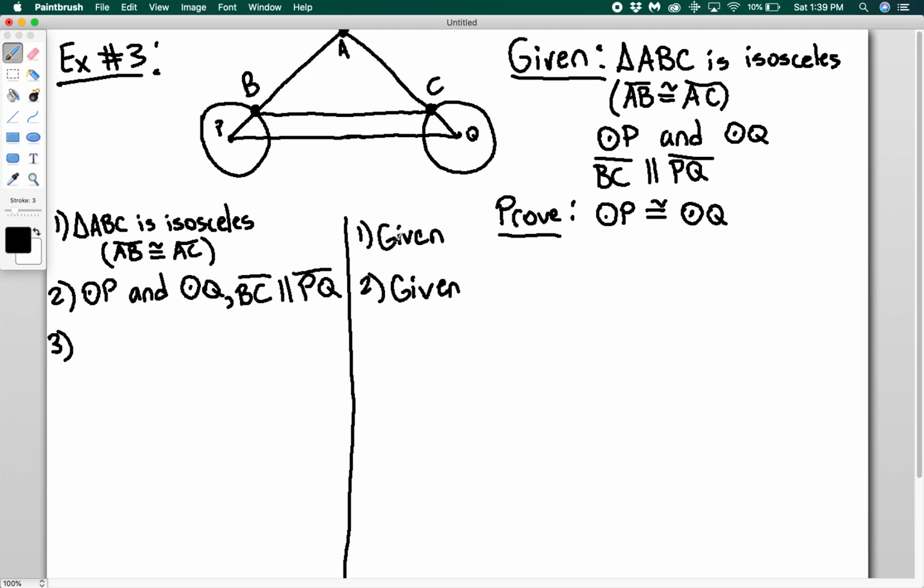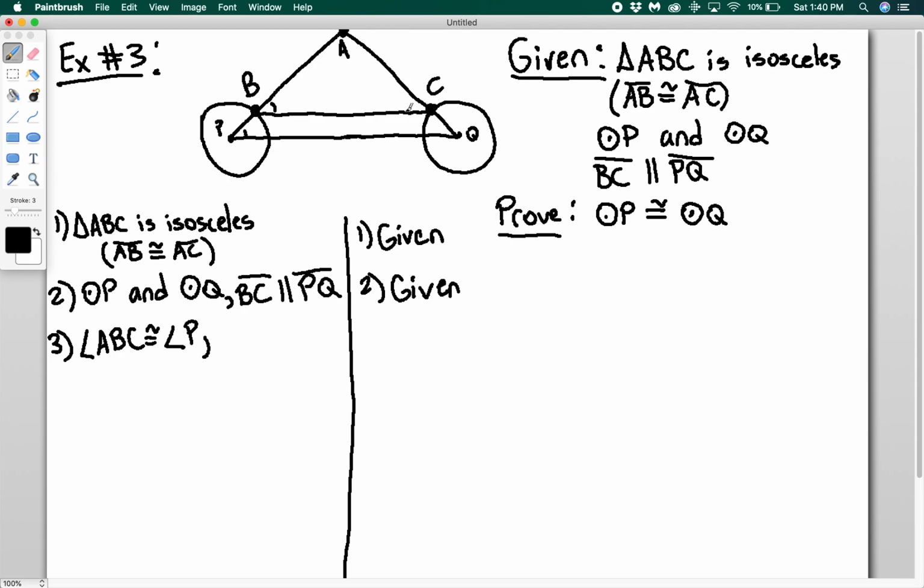Well, I can look at these angles, right? And I can say that angle ABC has to be the same as angle P, or APQ. And why can we say that? Well, if you think back to when you studied parallel lines, you know that if two lines are parallel, they're going to have congruent corresponding angles, right? So I'm going to say that angle ABC is congruent to angle P.